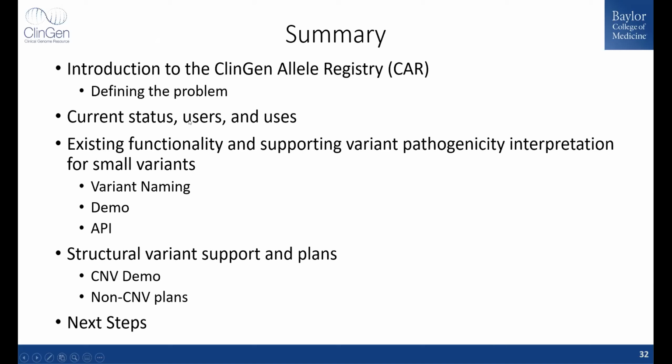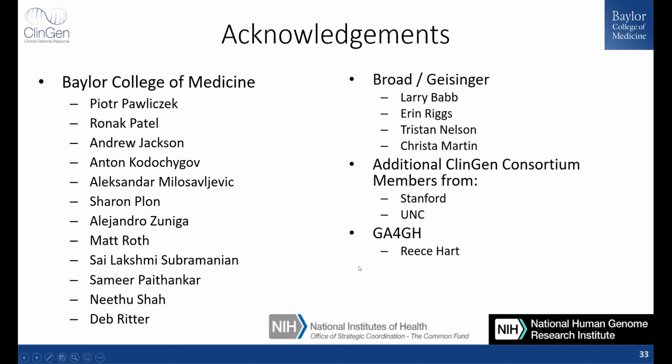defined the problem the Allele Registry was capable of addressing. I talked about the current usage, existing functionality for small variants, also structural variant support plans for CMV and non-CMV, and then talked about the next steps.